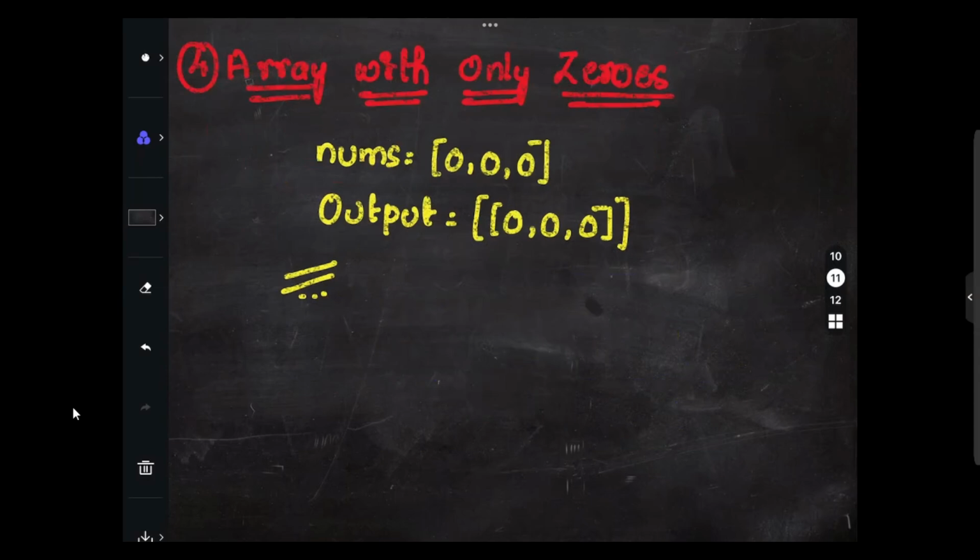And the fourth edge case, the final edge case, is array with only zeros. The only valid triplet possible here is 0, 0, 0. We have already discussed this one in the second example. In the question itself, they have given the same thing. So this is for the condition array with only zeros.